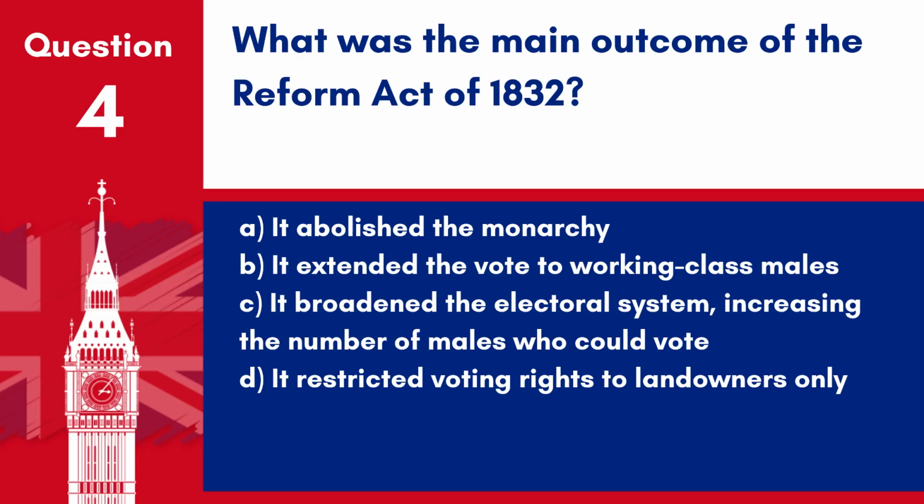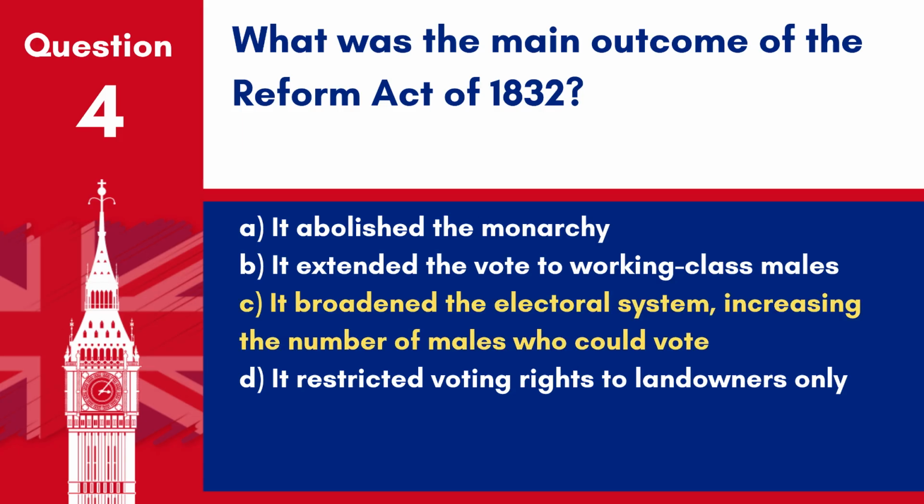Question 4. What was the main outcome of the Reform Act of 1832? A. It abolished the monarchy. B. It extended the vote to working-class males. C. It broadened the electoral system, increasing the number of males who could vote. D. It restricted voting rights to landowners only.